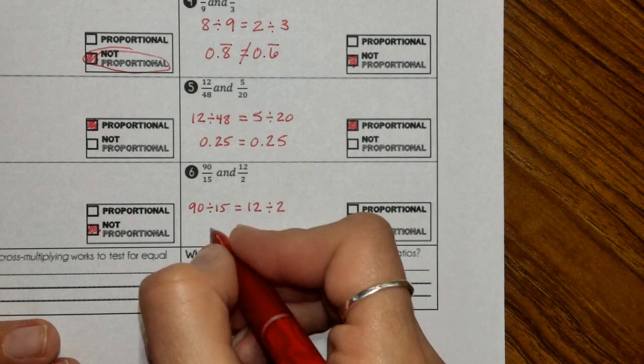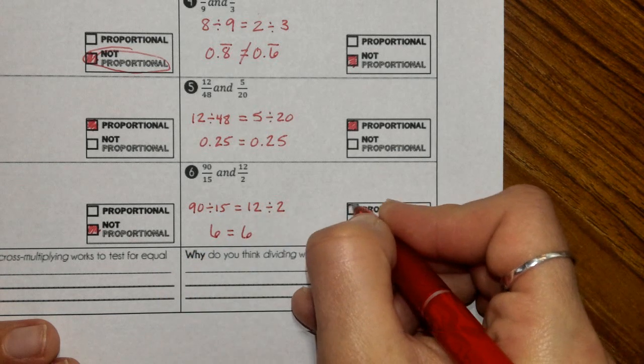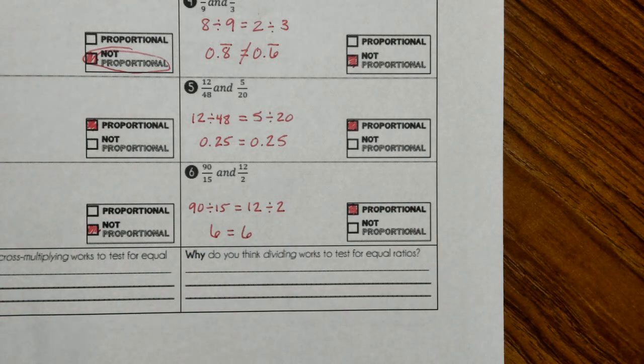90 divided by 15 will give you 6. And we should know 12 divided by 2 is 6, giving us proportional. I am not going to worry about answering the 2 questions at the bottom. If you'd like to get those answered, please speak to your teacher.